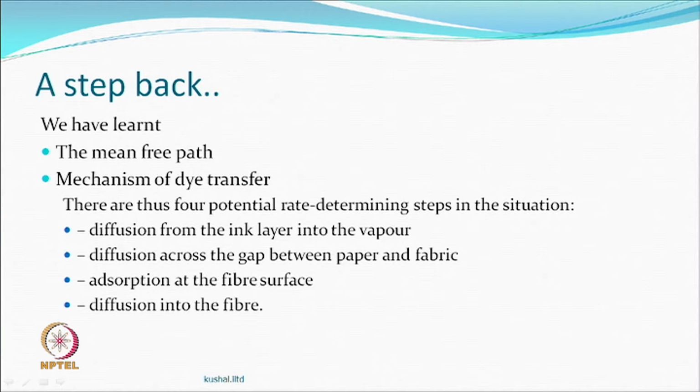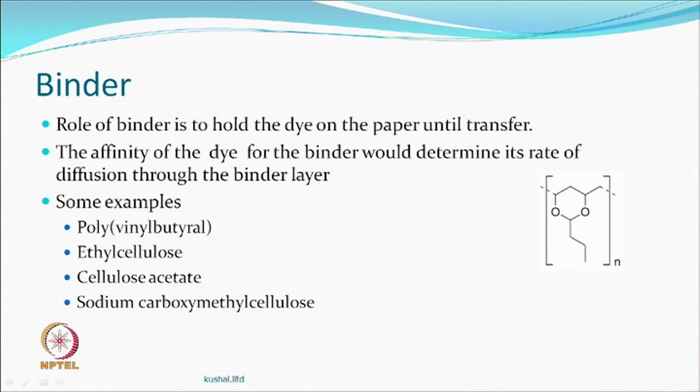So, in the transfer you have the diffusion of ink from layer to the vapor, the diffusion of the vapor between the air gap and absorption at the fiber surface and then diffusion. So, these are the things which take place, which are obviously governed by approximately the ideal gas laws. On the paper we have talked about what kind of paper, we have also talked about the type of dyes that we may need.